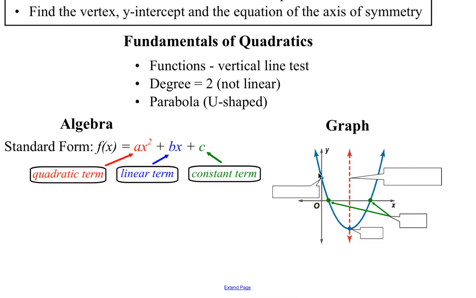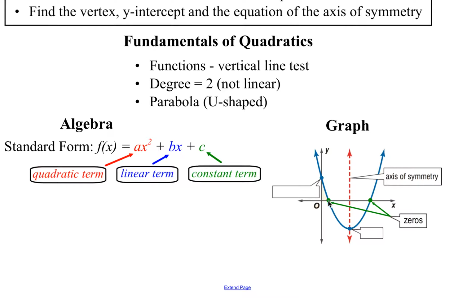Now, a couple of other things on the graph of all quadratic equations. You will always have this line of symmetry right here, that red dotted line that you see. That is called the axis of symmetry. And basically, if you were to fold your parabola along that line, it would be symmetrical about that line. Both sides would be exactly the same.